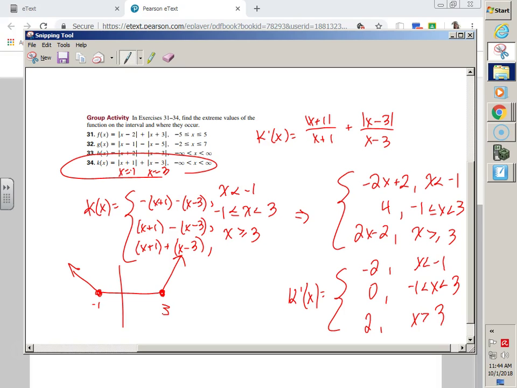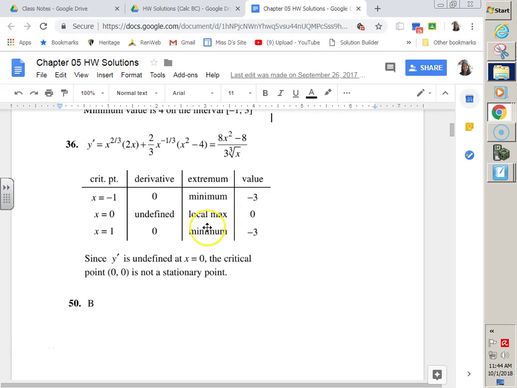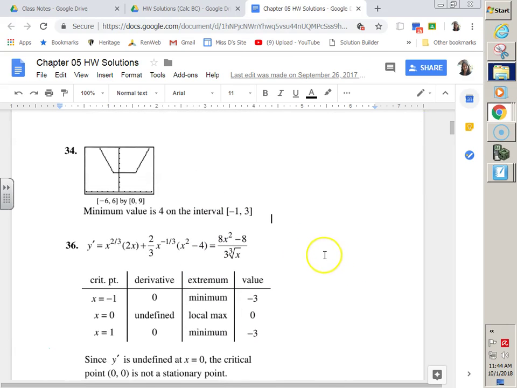We have the answer key. Why am I being so dumb? Let's go look at 34. Nope, that's not it. Hey, look, it's an interval.